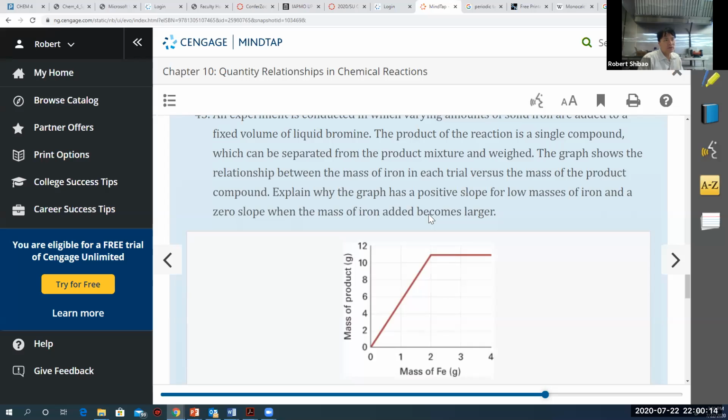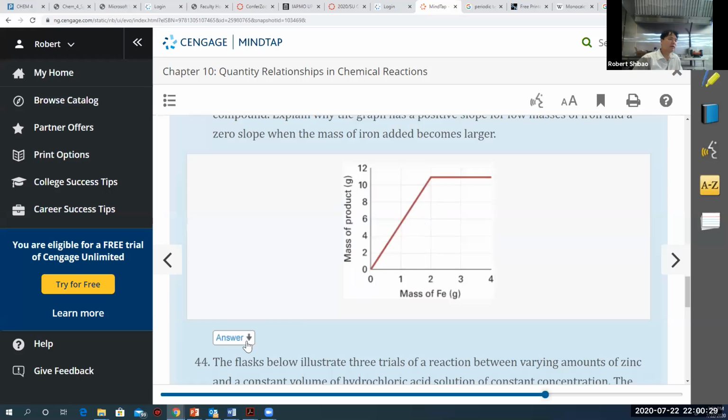When we hit here, it's stoichiometric. Now we've used up all the iron and all the bromine. Now, if we keep adding iron, then we're going to have excess iron. But there's no more bromine, and therefore there's no more reaction. So that's what's going on there.